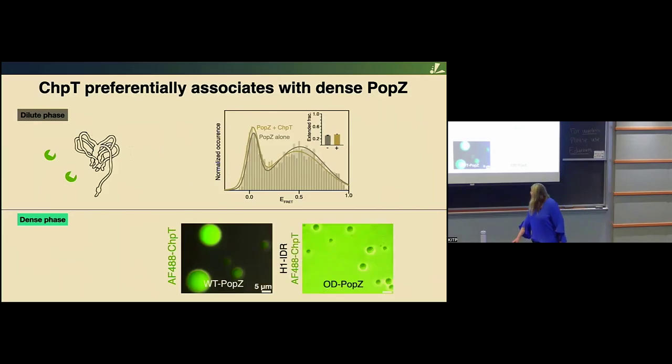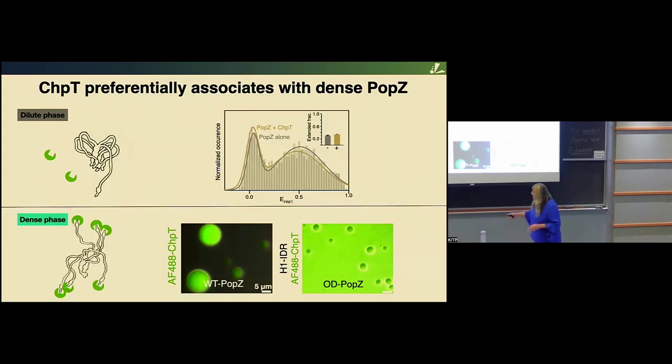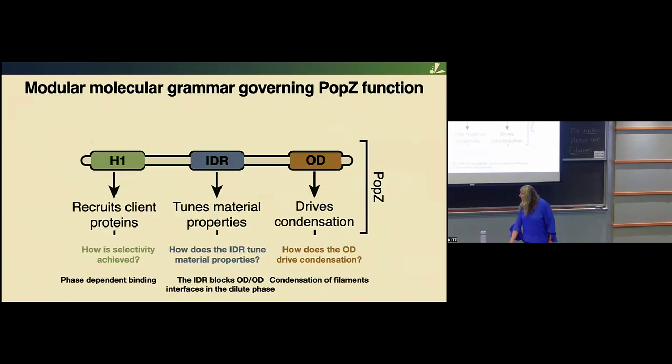And as a control, if we make those condensates that I showed you before with the TEV, with only the oligomerization domain and without the H1 where all the clients bind, ChIP-T is not entering. So that's how this looks in the dense phase. We now have for POP-Z a conformational change that allows clients to bind specifically in the dense phase, and that can be very useful for various POP-Z engineering projects that we do in the lab as well.